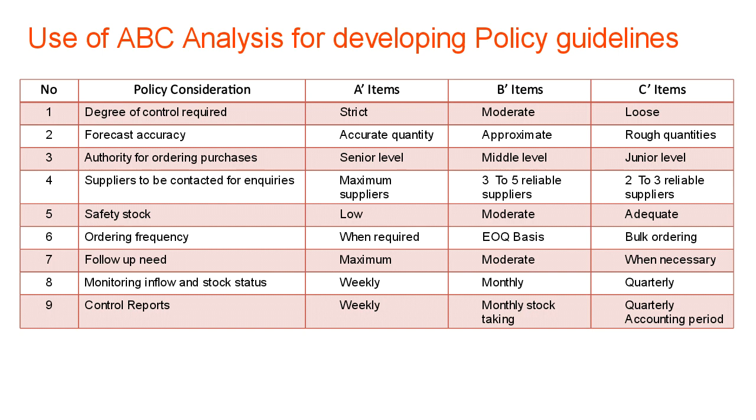And then use of ABC analysis for developing policy guidelines. So these are the various policy considerations, like degree of control required. A category requires strict control, whereas B category moderate, and C is loose because it's available in plenty.